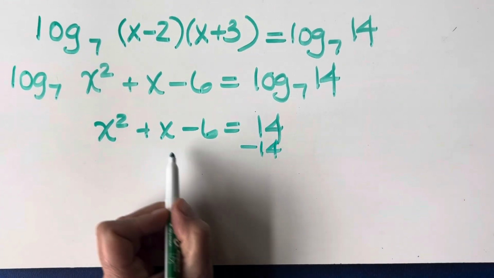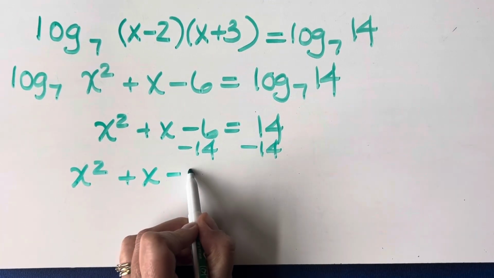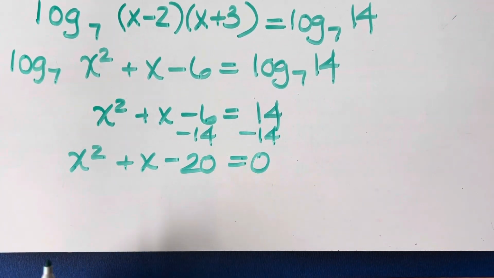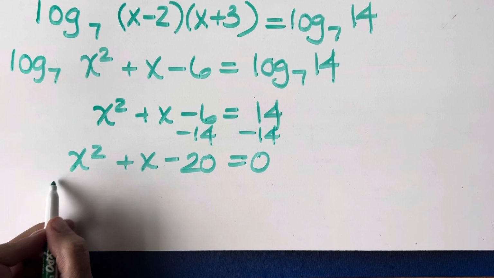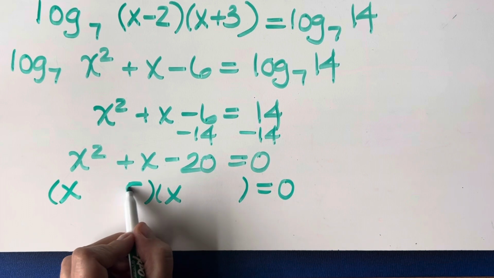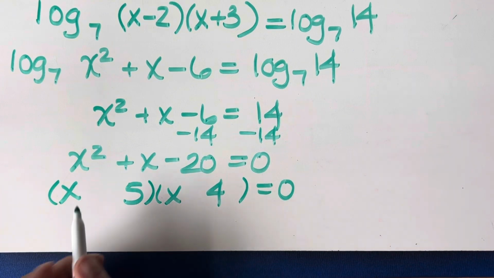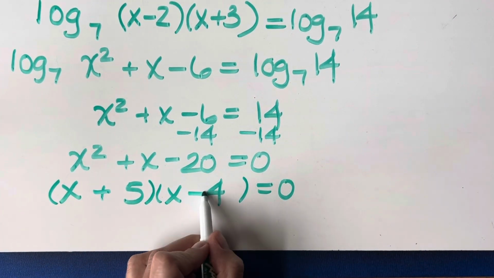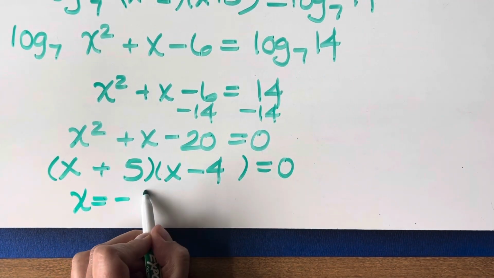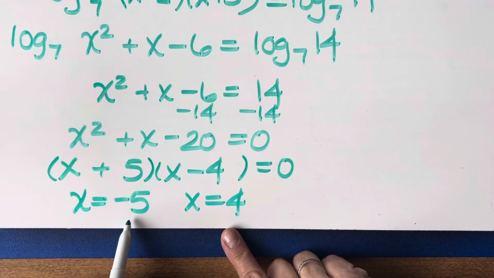So I'm going to subtract 14 from both sides. So I will have x squared plus x, now I have minus 20 equals 0. And this becomes a factoring problem at this point. I'm going to get 2 different solutions. So let's factor this out. x times x, I think probably 5 and 4 multiplies to 20. I need a positive 1x. So the 5 has to be the positive and the 4 is the negative. Last step, solve for x. I get -5 and +4. So here are my two solutions.